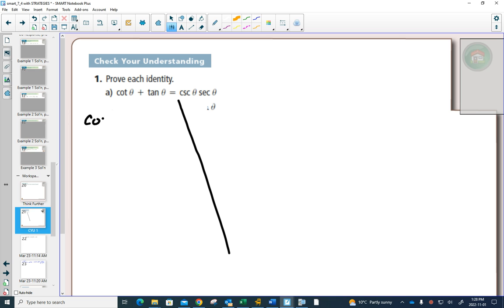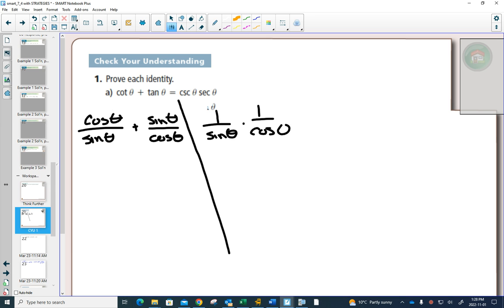Cotangent would be cos theta over sine theta. Tangent would be sine theta over cos theta. Cosecant is 1 over sine theta, and secant is 1 over cos theta. So you need to know these definitions quick, because you're going to be wanting to change things from sine to cos quickly. Can you see that the right-hand side is a fraction times a fraction?